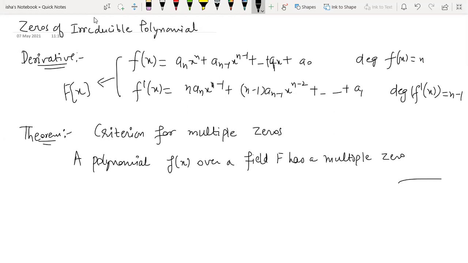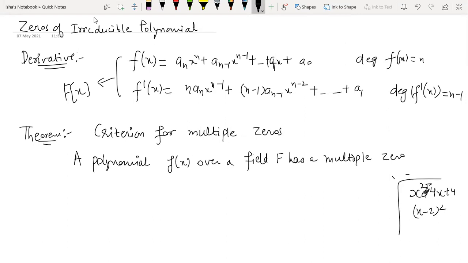So let me just give you an example. If you have x square minus 4x plus 4, we know 2 is the root of this polynomial with multiplicity 2. So 2 is said to be a multiple 0. 2 is appearing as a root of this polynomial multiple times. How many times? That is the multiplicity. So this is what we mean by multiple zeros.